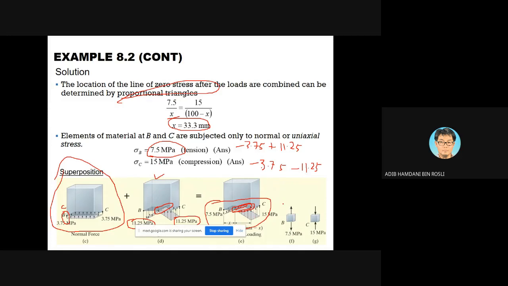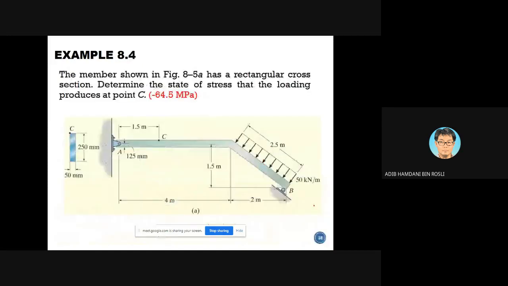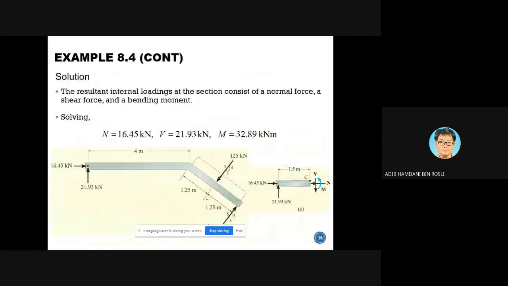So if you want to draw the volume element, the stress state in the volume element, at point B you will have tension of 7.5, like this. And at C, you have the compression of 15 megapascal. And you have this example 8.4. You can look at this example on how it actually works.